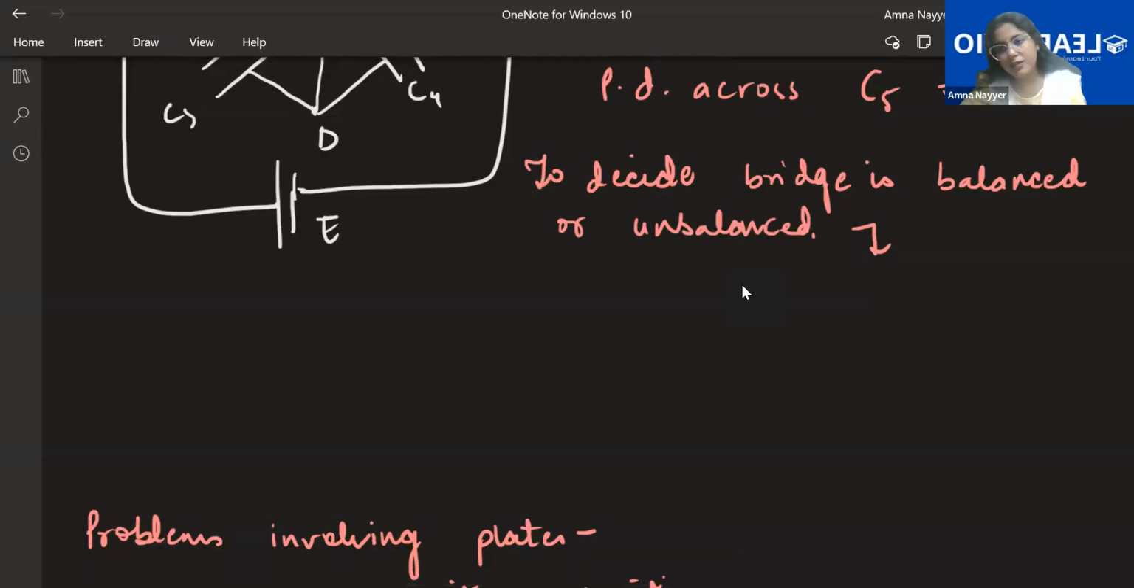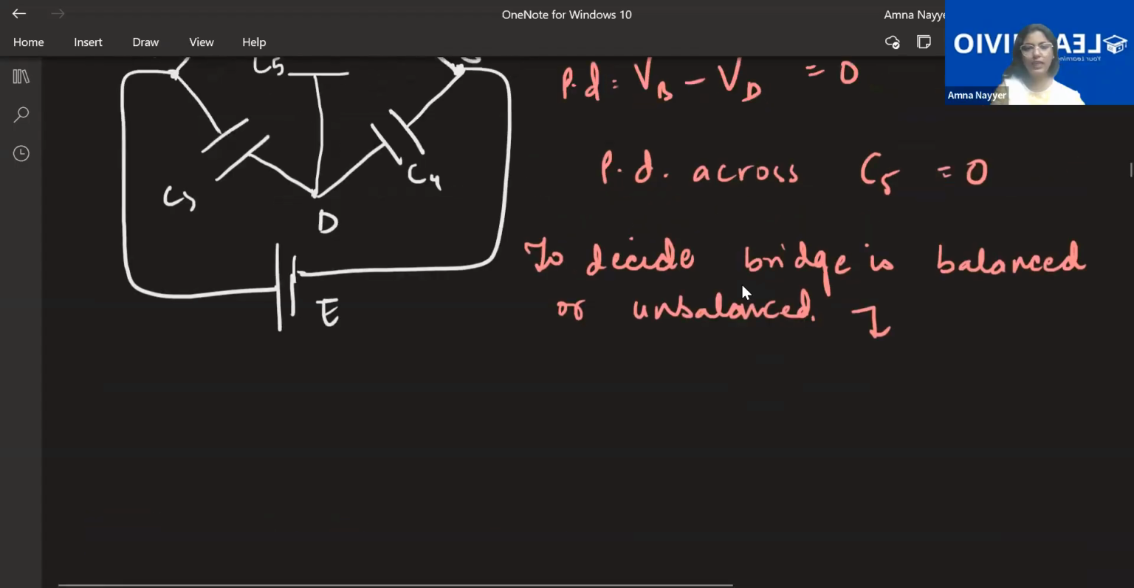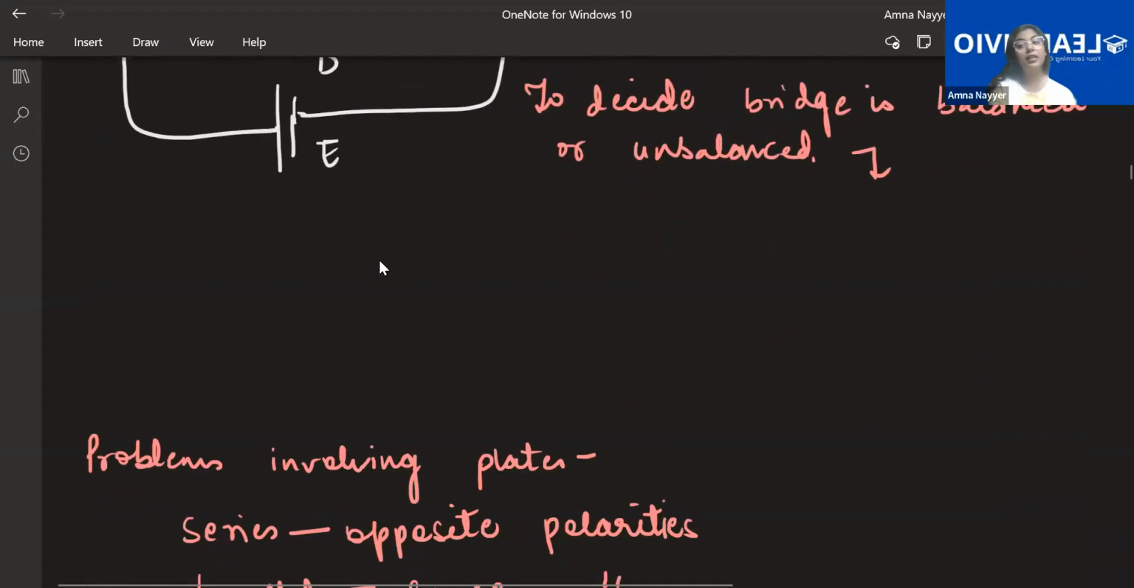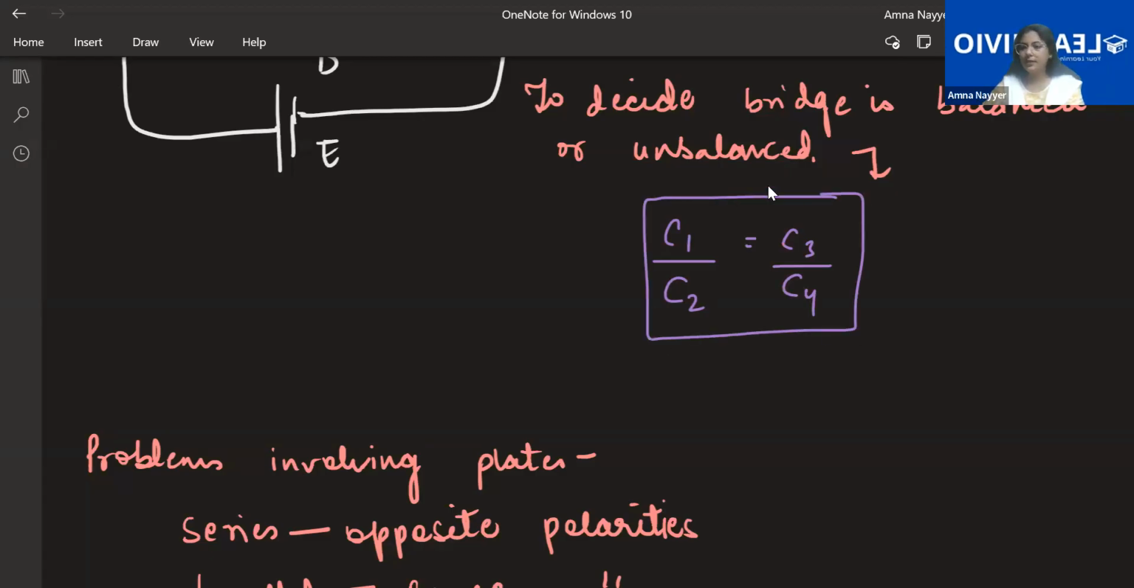There is a balancing condition of the Wheatstone bridge. Basically, this balancing condition means you take the ratio, all of these have their values. If the balancing condition is achieved, then only you're going to use this formula. You have to first decide whether your bridge, this whole arrangement, is balanced or unbalanced. How will you check? C1 by C2 should be equal to C3 by C4. This ratio should be the same.